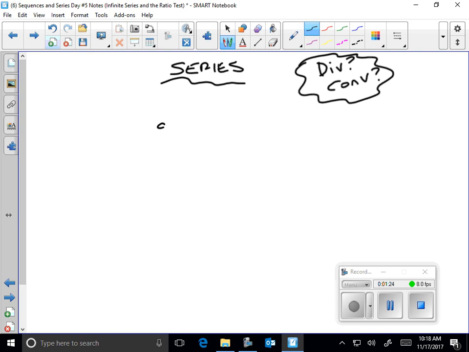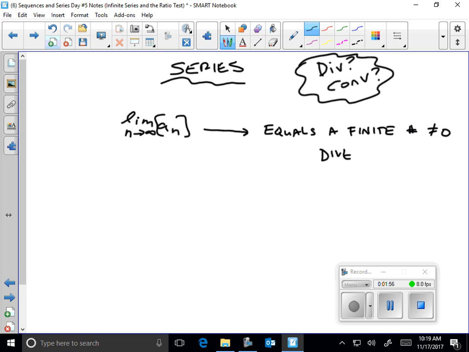So let's take a sequence, a sub n. The first thing we want to do with any sequence is take the limit as n goes to infinity. If that limit equals a finite number other than zero, not equal to zero, you are done. That is a divergent series. So if the limit of the sequence does not approach zero, it's divergent.